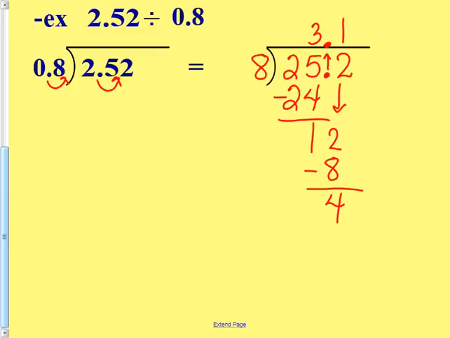4 is less than 8, so I'm going to annex and bring down a 0 so I can continue dividing. 8 goes into 40 5 times. 5 times 8 is 40, and I am done. So 2 and 52 hundredths divided by 8 tenths is 3 and 15 hundredths.